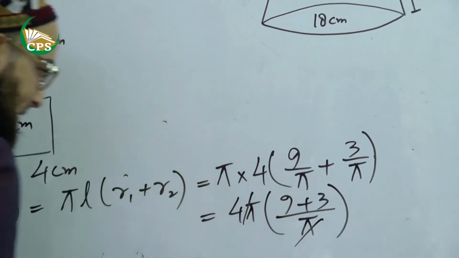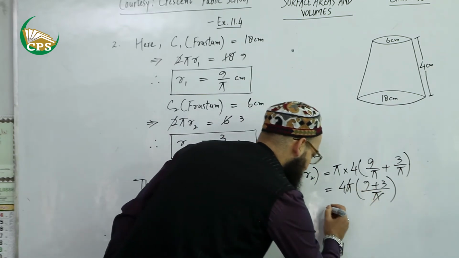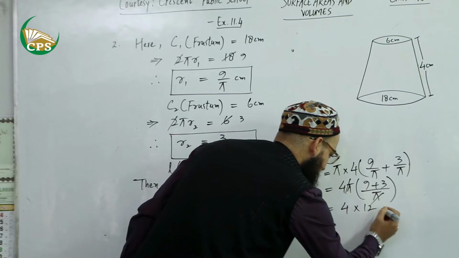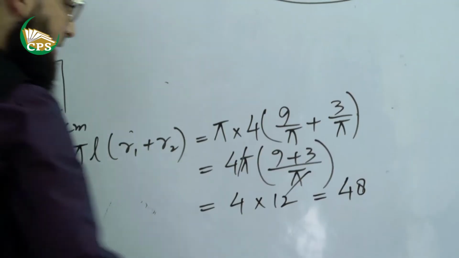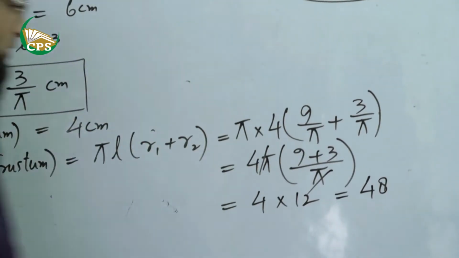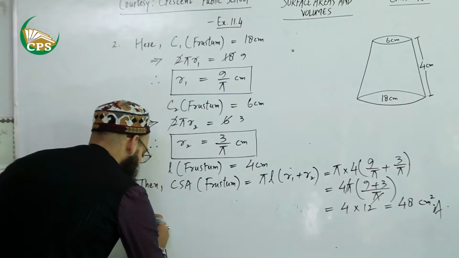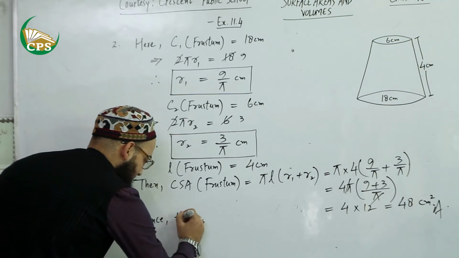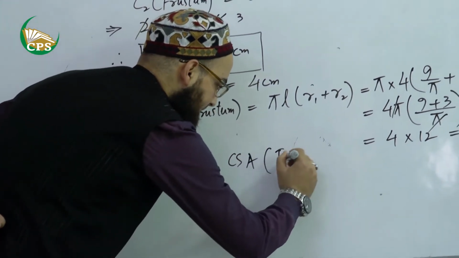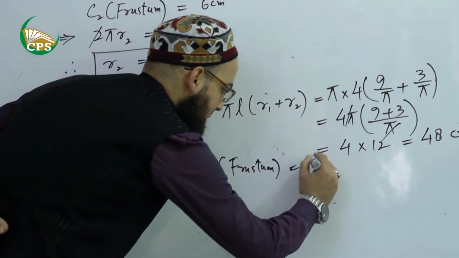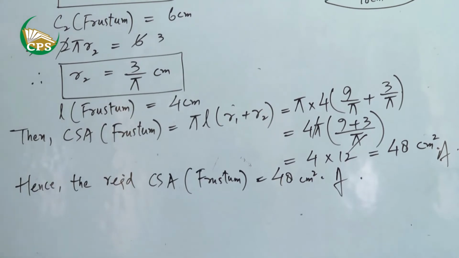Now pi and pi get cancelled. 9 plus 3 is 12. Now 4 times 12 is 48. Surface area is in square units, so square centimeter, and that's your answer. You can write, hence, the required curved surface area of the frustum is equal to 48 square centimeters, and that's your answer. Kindly make a note.